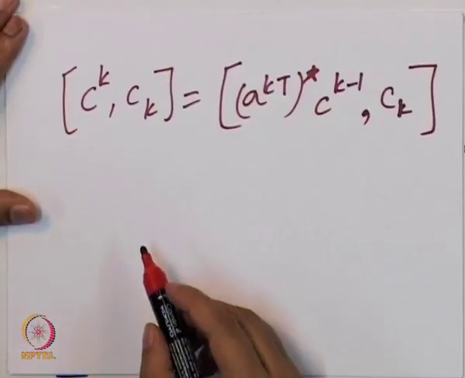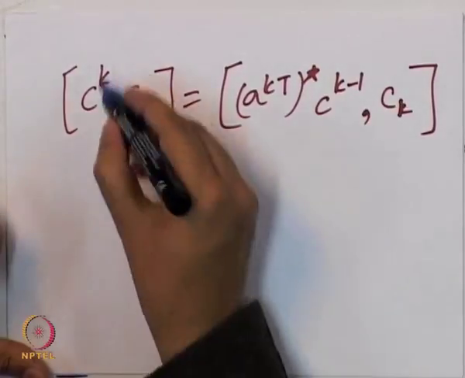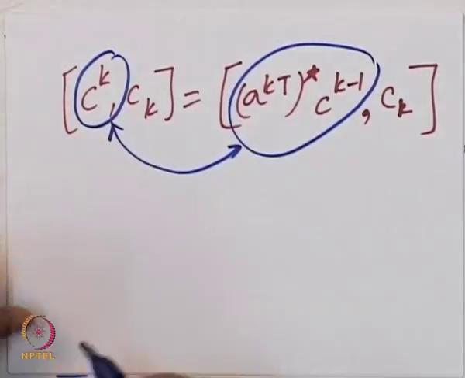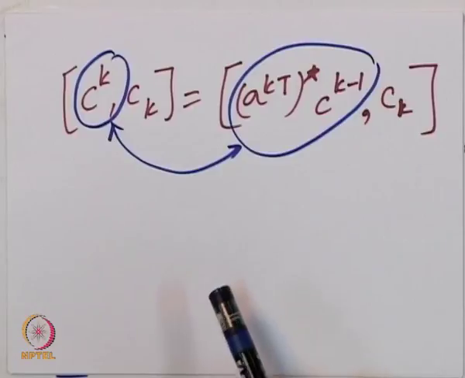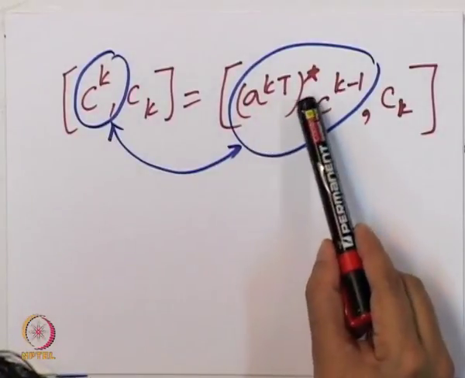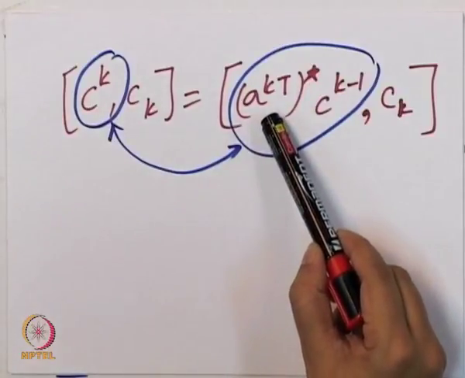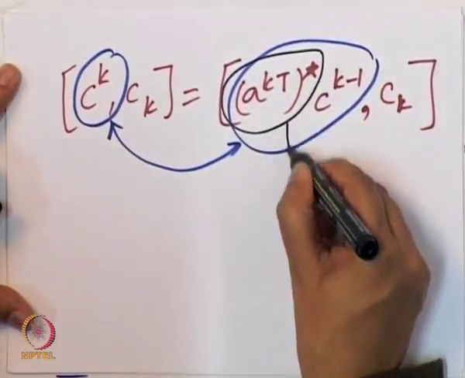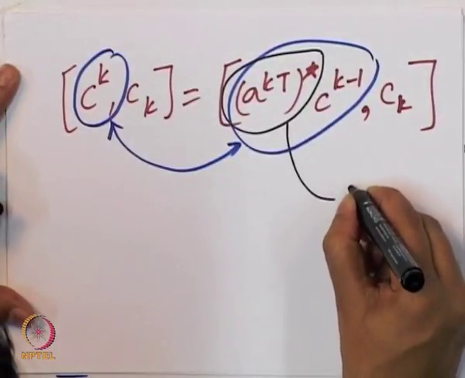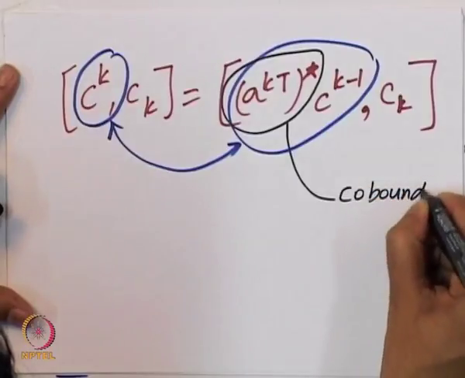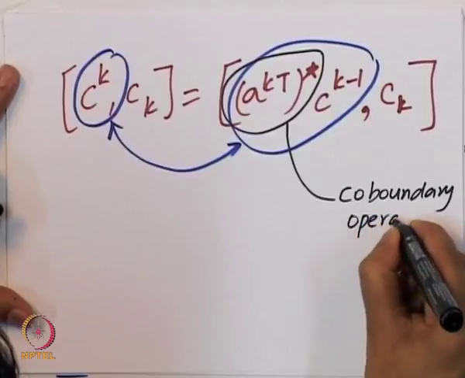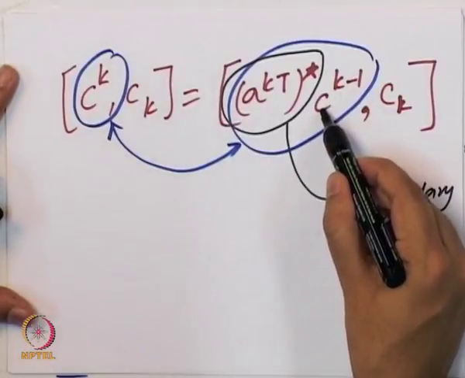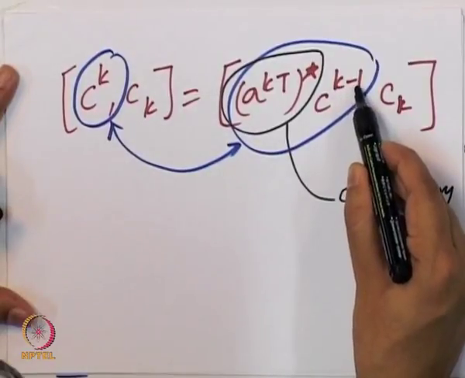So what we are doing now is, instead of C^k, we are writing a term like this. You might wonder how this is true. We said the co-boundary operator is the adjoint of the boundary operator, and this is what we got initially. This is the co-boundary operator, and the co-boundary operator is operating on a k minus 1 cochain. It takes the k minus 1 cochain to a k cochain.